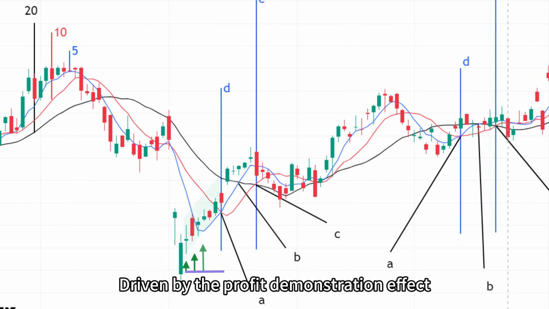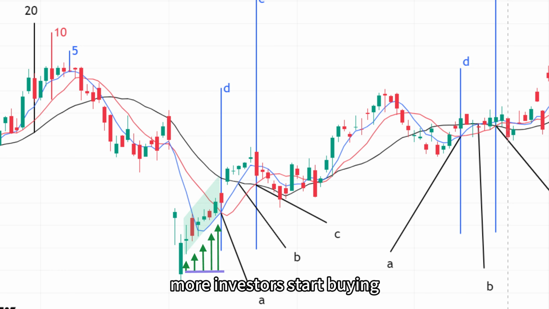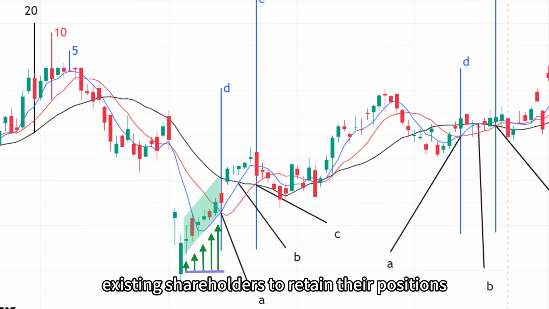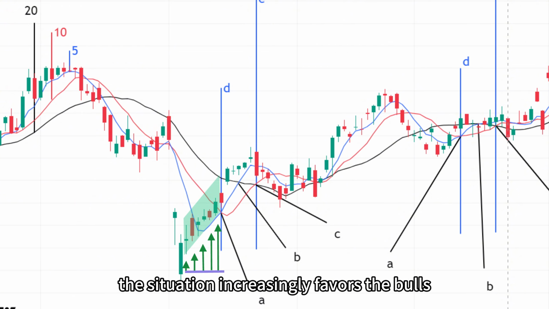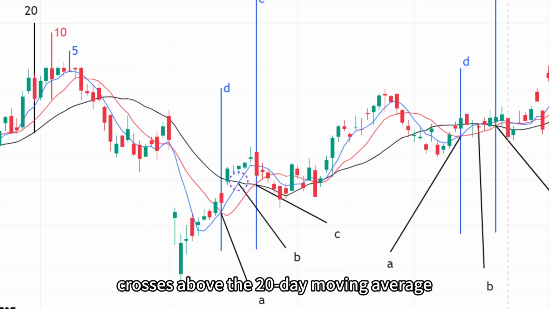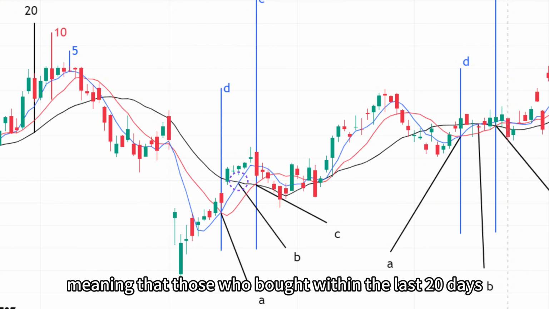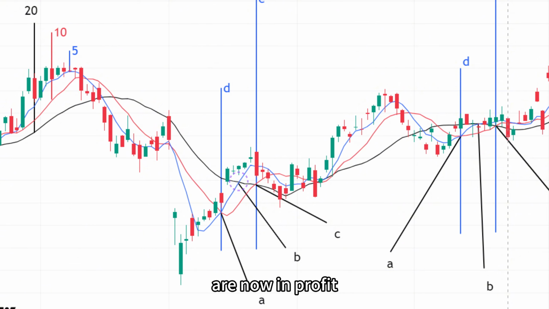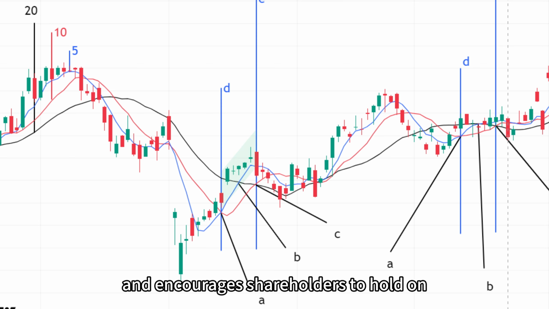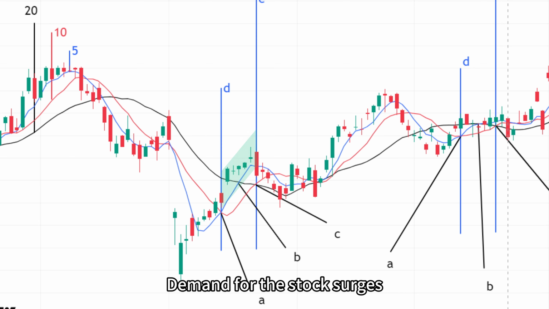Driven by the profit demonstration effect, more investors start buying, and the prospect of holding for further gains encourages existing shareholders to retain their positions. The situation increasingly favors the bulls. Soon, the 5-day moving average crosses above the 20-day moving average, meaning that those who bought within the last 20 days are now in profit. This development continues to motivate people to buy the stock and encourages shareholders to hold on. Demand for the stock surges while supply dwindles.